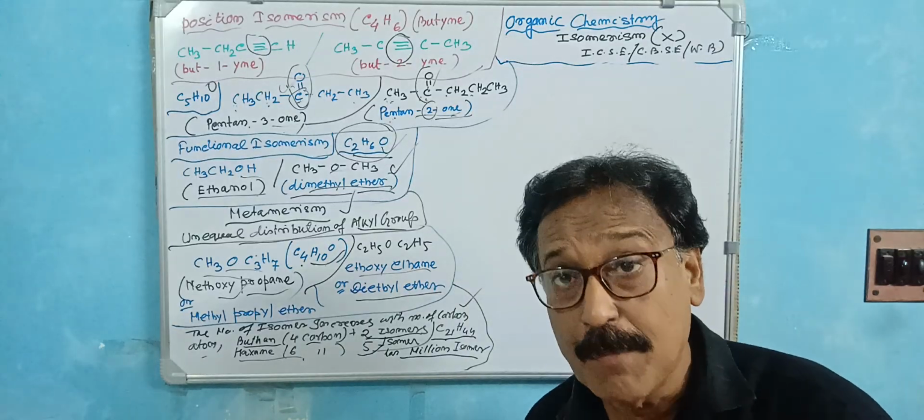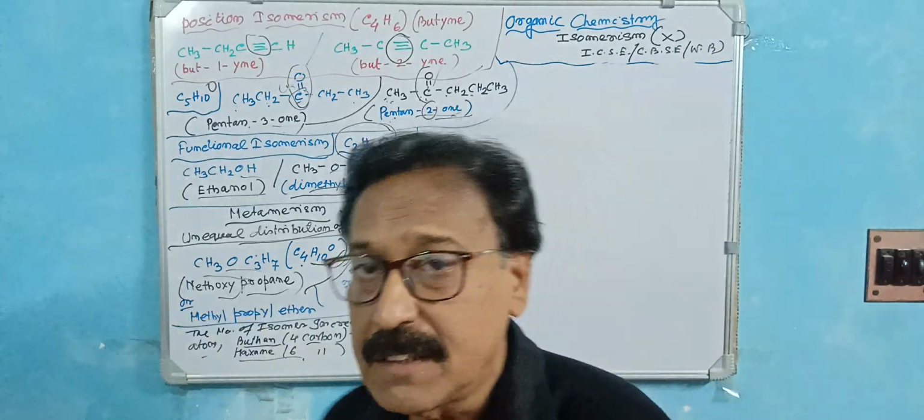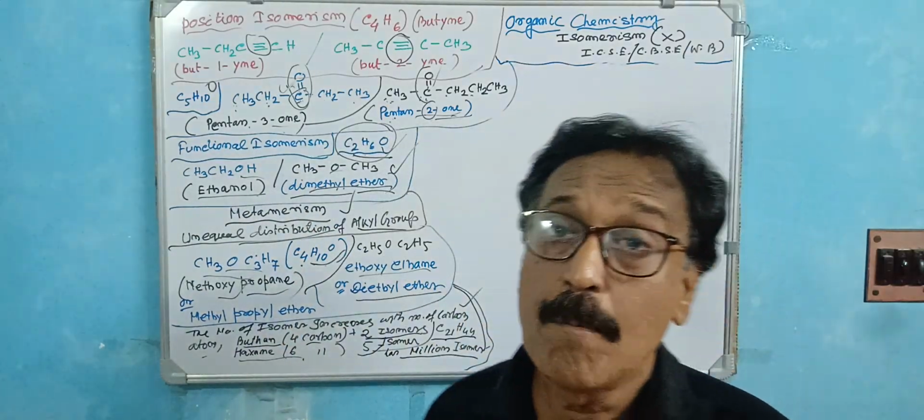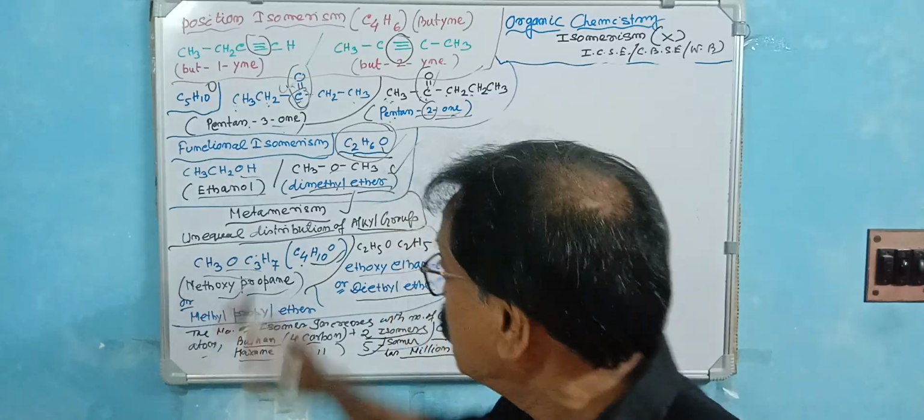The catenation property of carbon, the double bond, single bond, are different types. For that reason, millions of organic compounds are formed due to isomerism. Okay, so this is complete.